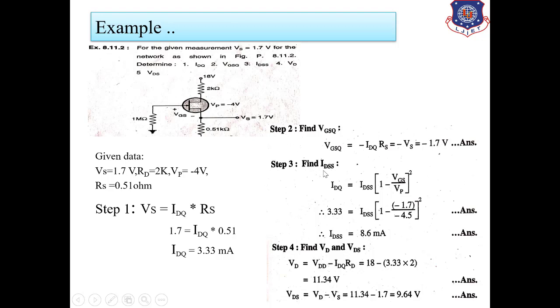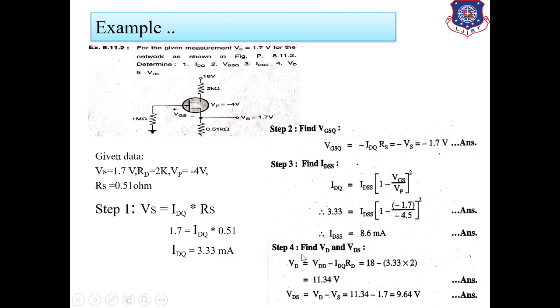Step 3, that is find IDSS. ID equal to IDSS times 1 minus VGS by VP whole square. This is the very important Shockley equation. Put all the known parameters and values in this equation and find out IDSS.